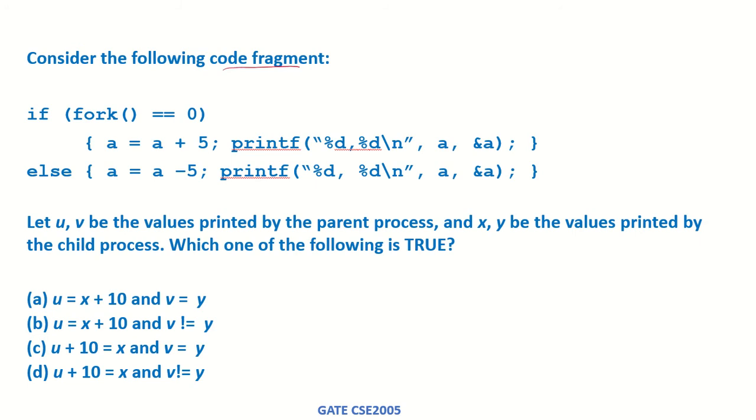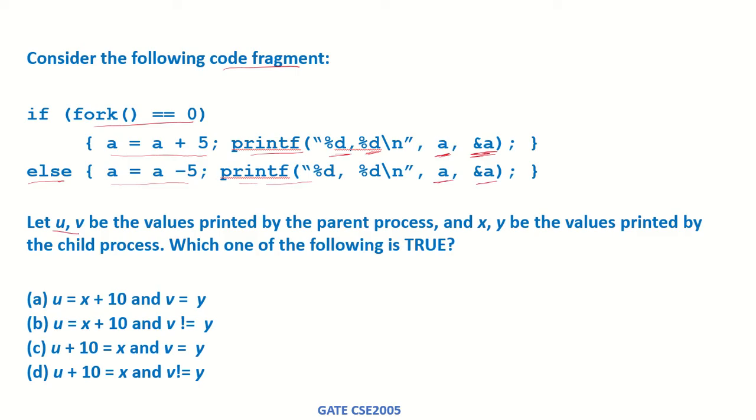Consider the following code fragment. If fork is equal to 0, then a is equal to a plus 5 and printf %d the value of a and %d the address of a. Else, that means if fork is not equal to 0, a is equal to a minus 5 and printf the value of a and again the address of a.